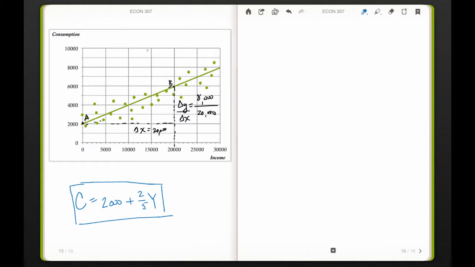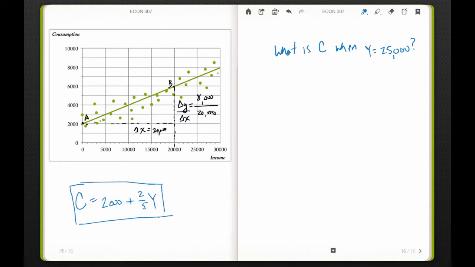And the next part of the question asks you, what is C when y equals 25,000? So I can look at this graph. This graph is pretty much set up nicely. So I see that when income is 25,000, that consumption should equal 7,000, and we can verify this.